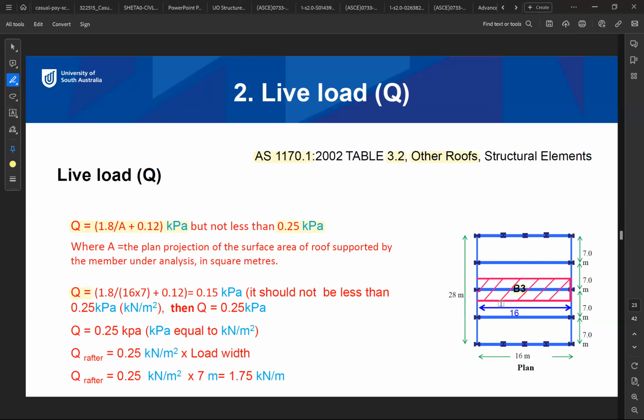Yep. Yeah, so this will be similar to your assignment. If we apply this to your assignment, can you tell me without numbers what it will be? 16 is the beam span. And what is 7? Bay spacing. So in your calculation, Q will be 1.8 divided by beam span times bay spacing, whatever the beam span is and whatever the bay spacing is. Okay? Is that clear?